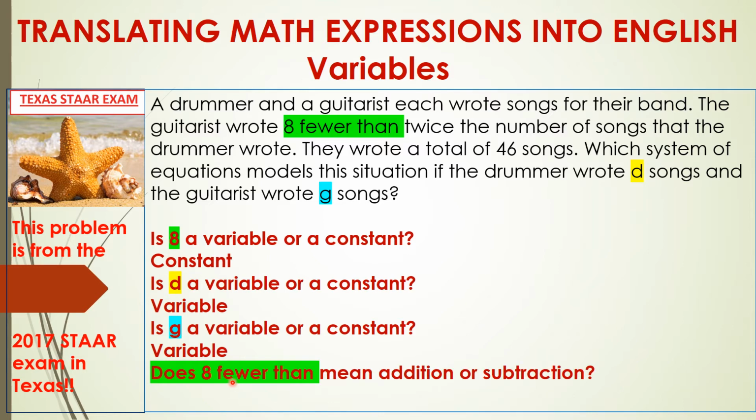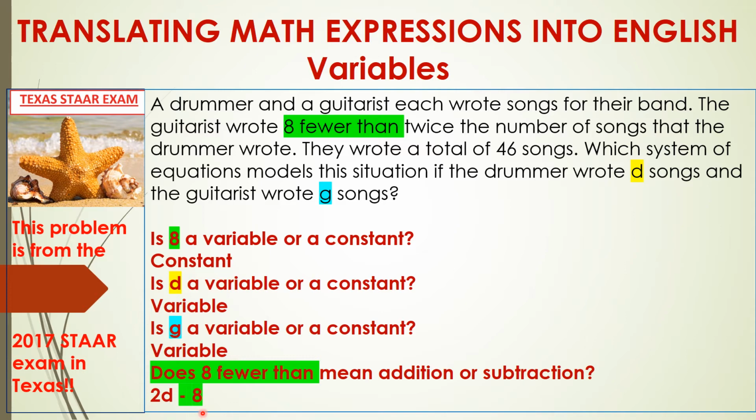Let's keep asking you some questions. Here's another question. Right here in green, it says the guitarist wrote 8 fewer than twice the number of songs that the drummer wrote. So 8 fewer than, is that addition or subtraction? Fewer means that something's been decreased or made smaller. And so we're going to use subtraction, because when you use subtraction, that means you're taking something away. So right here, I'm going to get this minus 8. Fewer than tells me 8 fewer than.